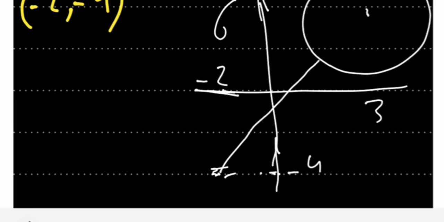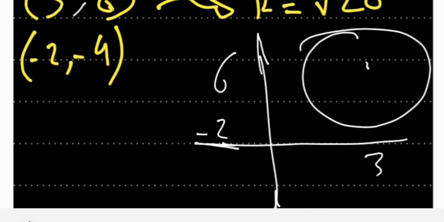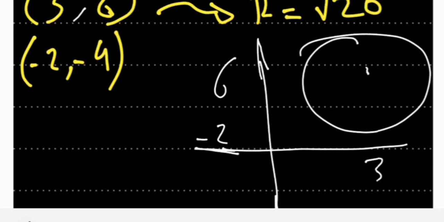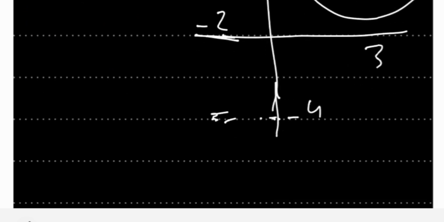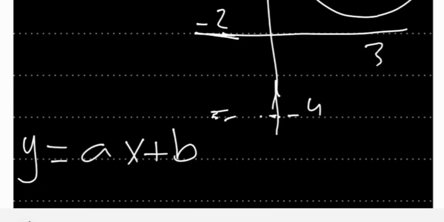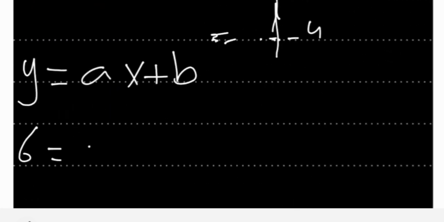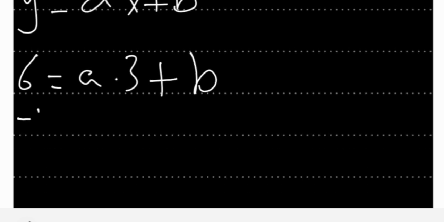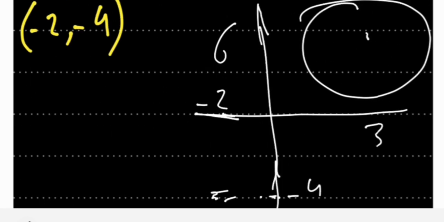So first of all, I'm going to find the equation of the line that goes through this point and the center, okay? The center and this point over here. So the way that I do this is I say that y = ax + b. This is the equation of a line, right? So now I'm going to take the first point, 3 and 6. So 6 = a × 3 + b. The second point is -4 = a × (-2) + b, right? I just took these two points.